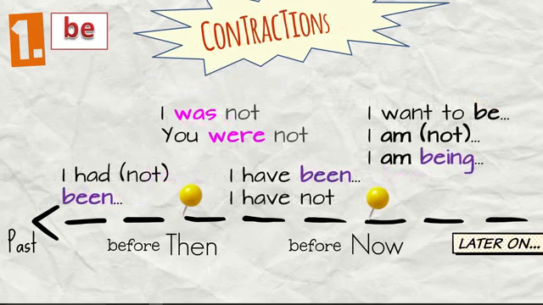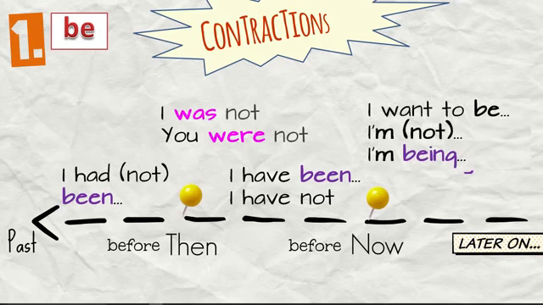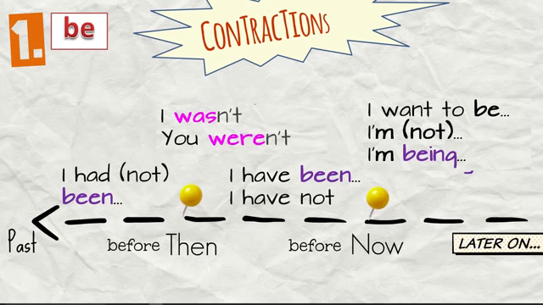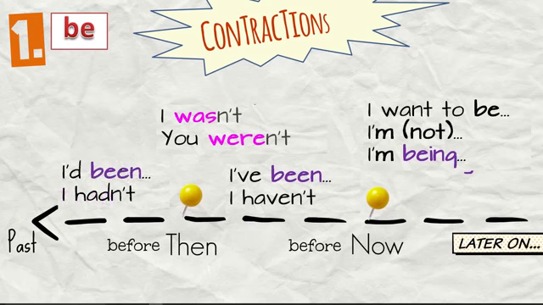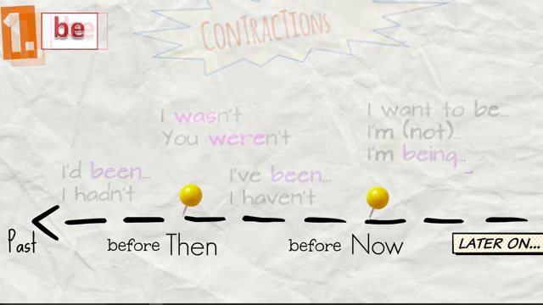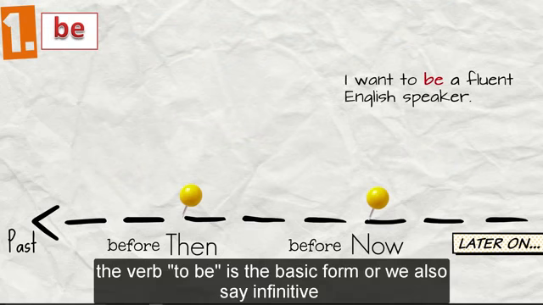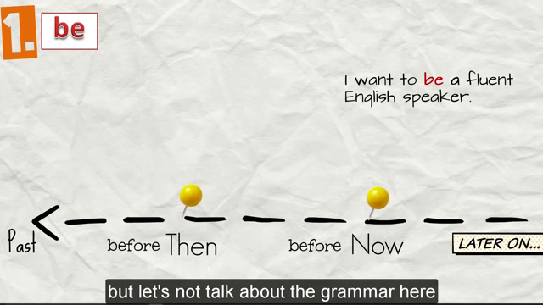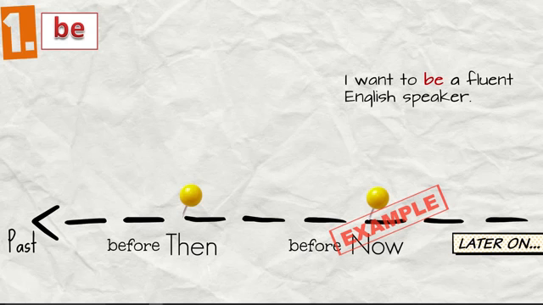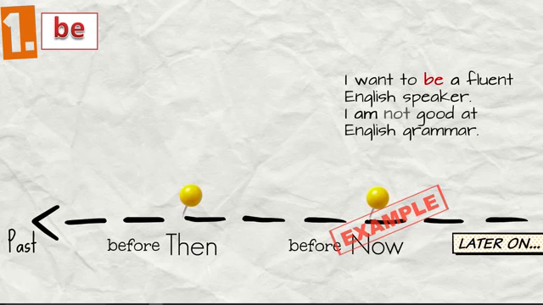Very important are contractions. So I am is I'm, or the negative I was not, you were not, it's I wasn't, you weren't, or I have been, I've been, I had been, I'd been. I want to be a fluent English speaker, so the verb to be is the basic form, or we also say infinitive, but let's not talk about the grammar here. Alright, I am not good at English grammar. You are just being lazy.